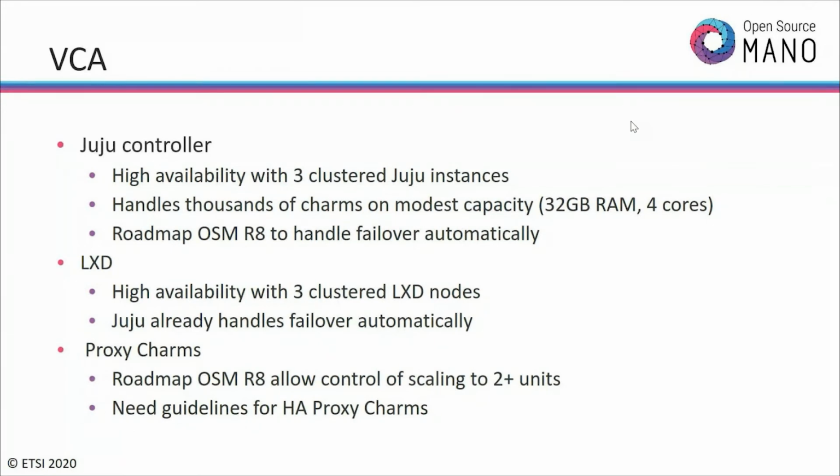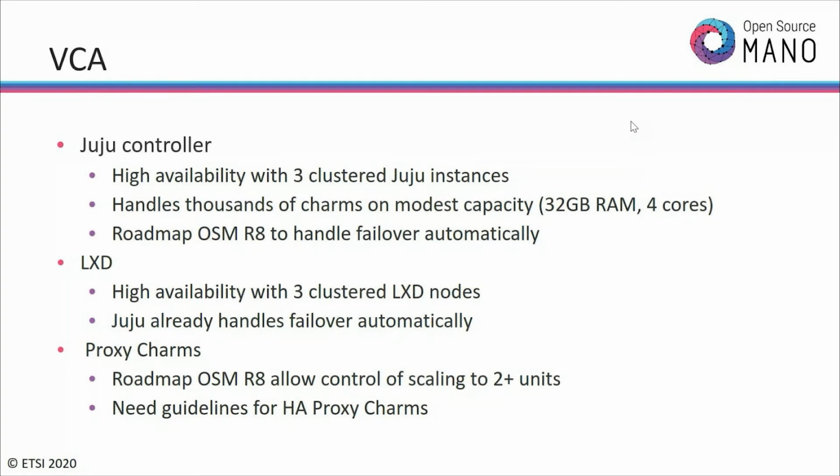So there is ongoing work that, again, will be landing in OSM release 8 to allow the control of scaling of the proxy charms to more than 2 units. This way, OSM would be able to recognize all the different instances of the same proxy charm.